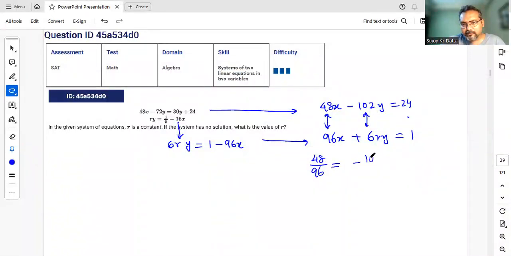This equals negative. So this becomes 2, 6r, sorry. 2 cancels with 6 with 3r. So we get r to be negative 34. So minus 34.